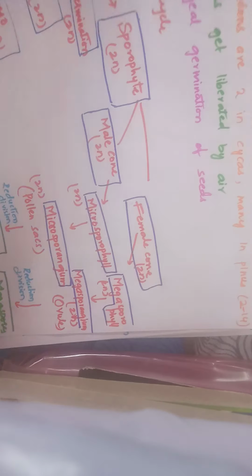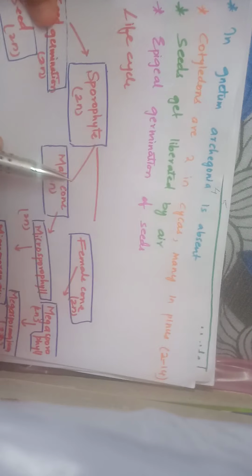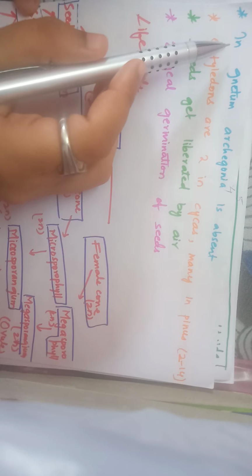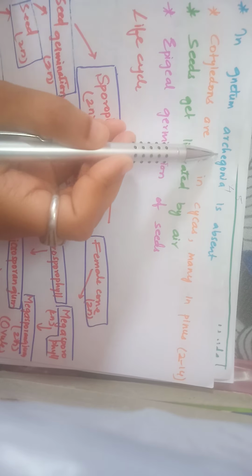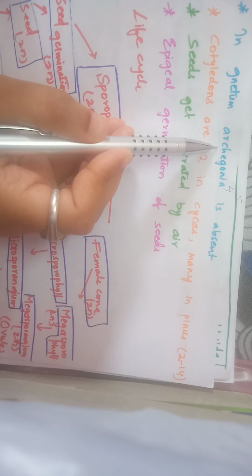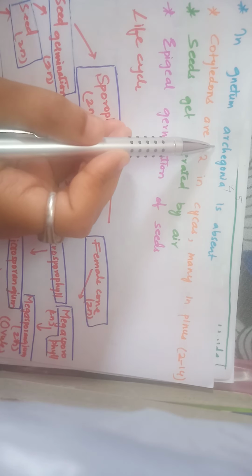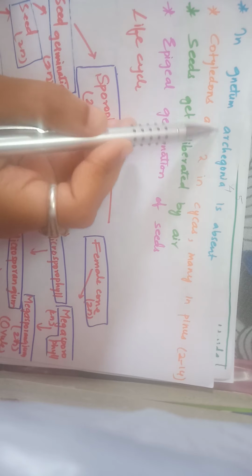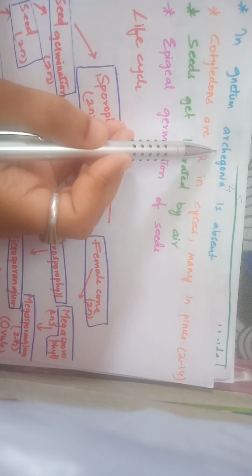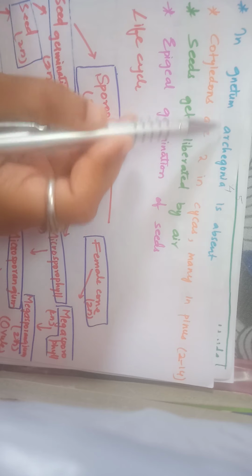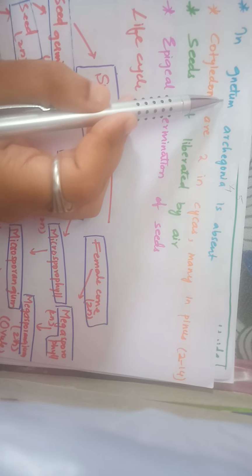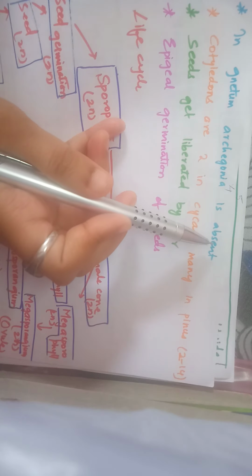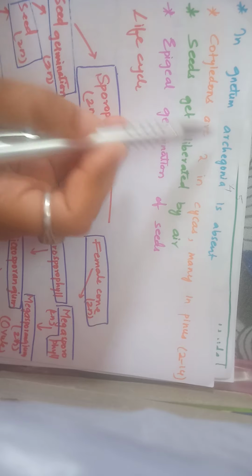Then coming to the next point, in Gnetum archegonia is absent. The archegonia is a structure of the female gametophyte. Generally it is found in the bryophytes, pteridophytes as well as in the gymnosperms, but here it is absent, as in the angiosperms. Because Gnetum is considered an advanced type of gymnosperm, archegonia is absent. It is similar to the angiosperms.